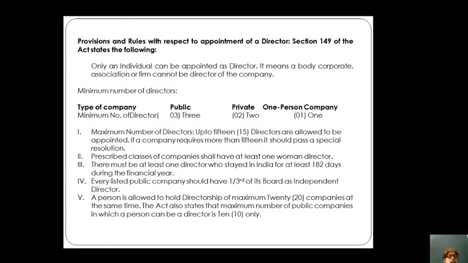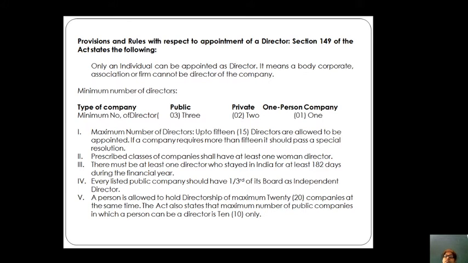That we have seen. Now, minimum number of directors. In case of a public company, how many directors should be there, in case of a private company, how many directors need to be appointed, and in case of OPC, that is a one person company. Here we are talking about the minimum number of directors. In case of a public company, there are 3 directors. In case of a private company, there should be 2 directors, and obviously one person company is a self-explanatory term.